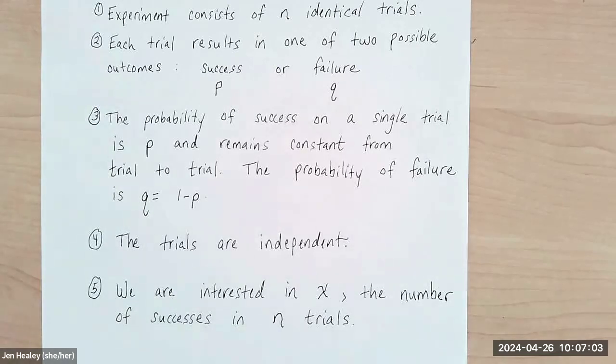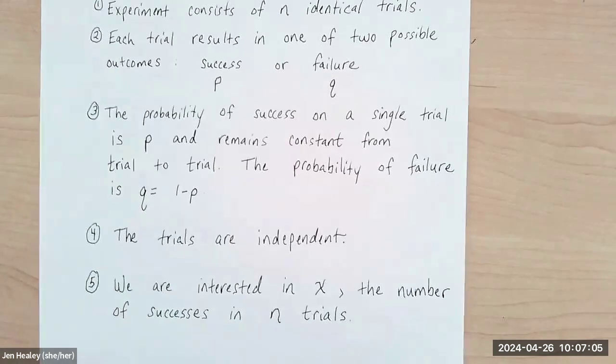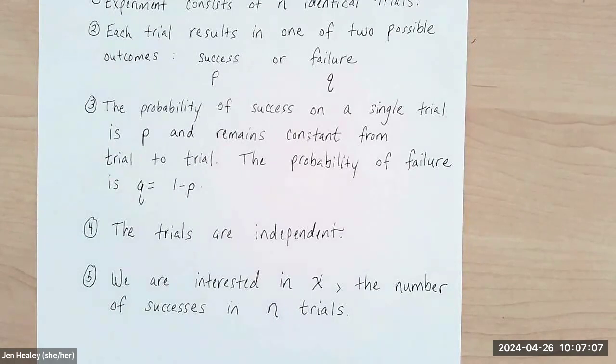That's independence. And then the last condition is, when we're doing these experiments, we're interested in this X. That's the discrete random variable part of this. The variable is the X, and X always stands for the number of successes out of the N trials that you're doing. That doesn't make any sense until we're looking at a problem, but we'll come back to some of that, okay?